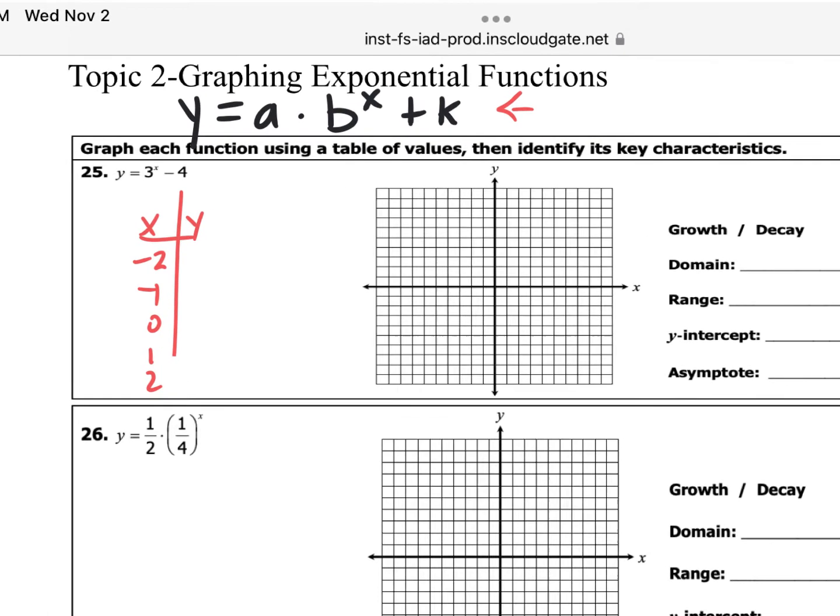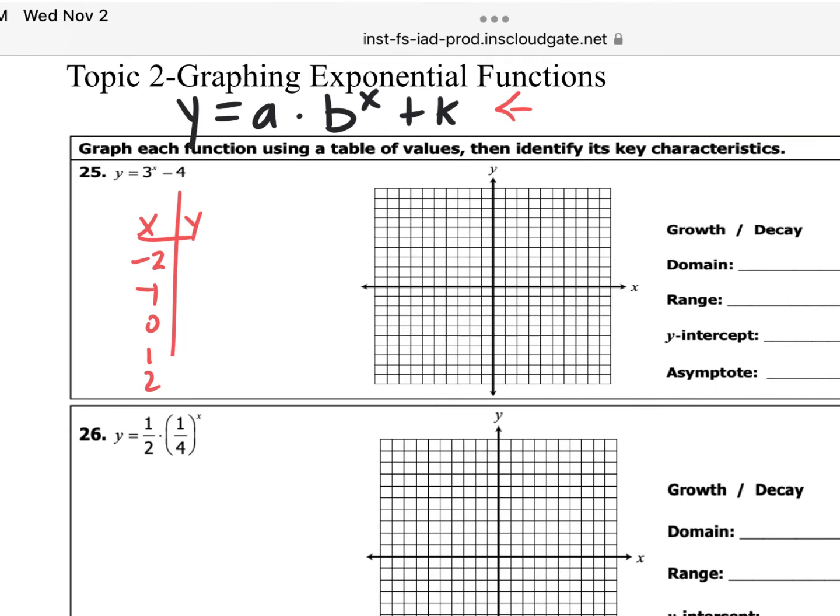All right, now looking at our first equation. This is negative 4, and it's greater than 1, so I know it's growth. I know the domain is all real numbers. I know the range is y is greater than negative 4, and I know the asymptote is y equals negative 4. All right, now I'm going to pause and put this in my calculator and come back and finish.